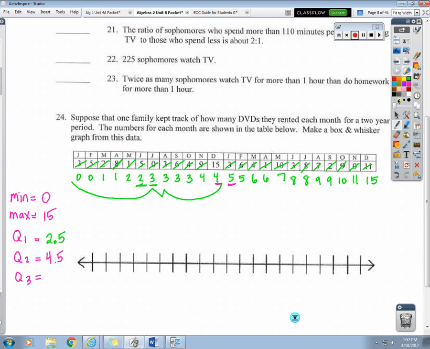Okay, the upper half, or Q3, is the median of the upper half, which would go from 5 over to 15. From January to December. And in that data, the 2 8s split the middle, so it's 8.